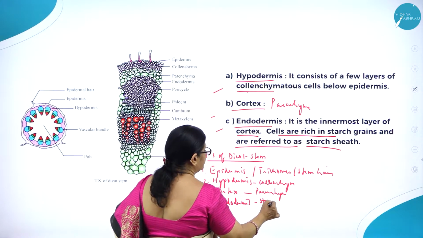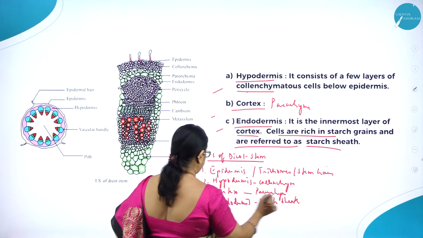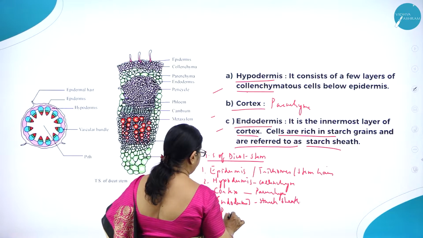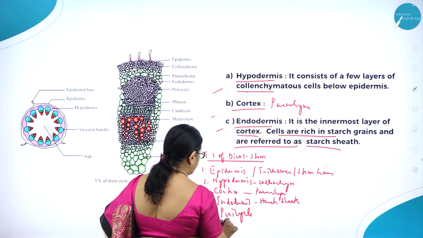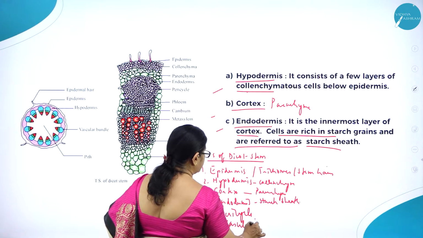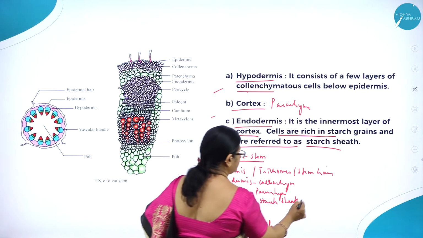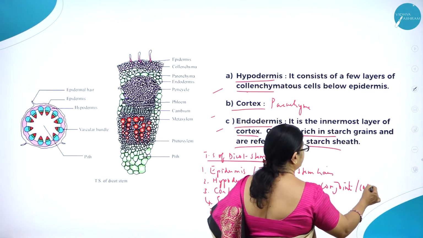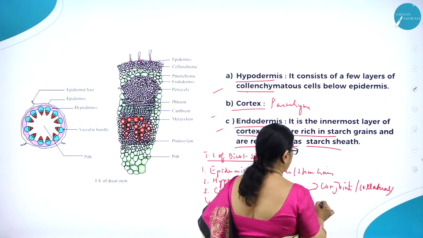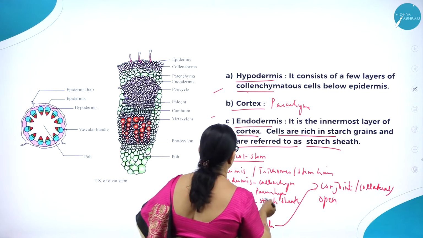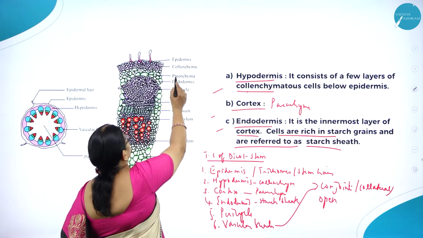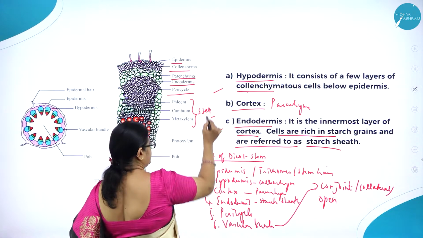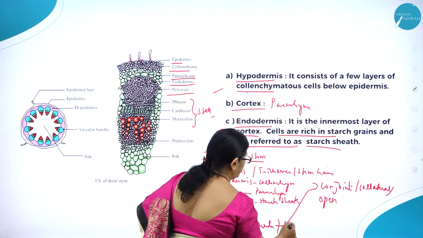Next comes endodermis, which is a starch sheath. Next to endodermis is pericycle. Next comes the vascular bundles. Here the vascular bundles are conjoined, collateral, then open vascular bundle. So this is how it looks. So epidermis, hypodermis, cortex, endodermis, pericycle, stele, that is the vascular bundle. We can also use the word stele.